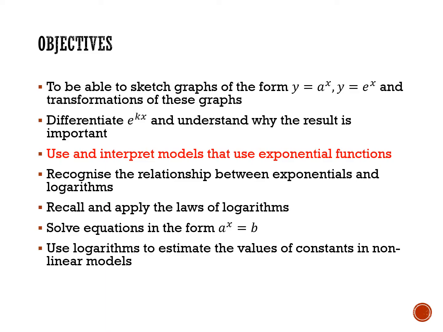So in the scheme of lessons that we're looking at to do with this chapter, we've looked at how to sketch graphs for a to the x and e to the x. We also talked about how e was a special number, and you'll see a bit more of that in the lesson today. We also differentiated e to the kx, and if you remember why that result was important, it was the fact that the gradient of the e to the x graph was exactly equal to 1 when x was 0. So that's an important thing that we're going to use today. So today is using and interpreting models that use exponential functions.